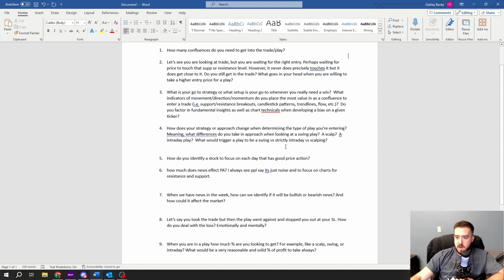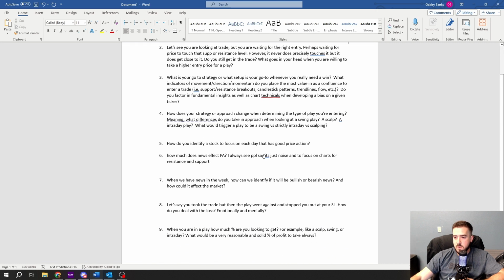Okay, let's jump around a little bit here. So this is an easy one, because that last one was really long-winded, and I don't want people to think that that's how all of these are going to be, right? So how do you identify a stock to focus on each day that has good price action?